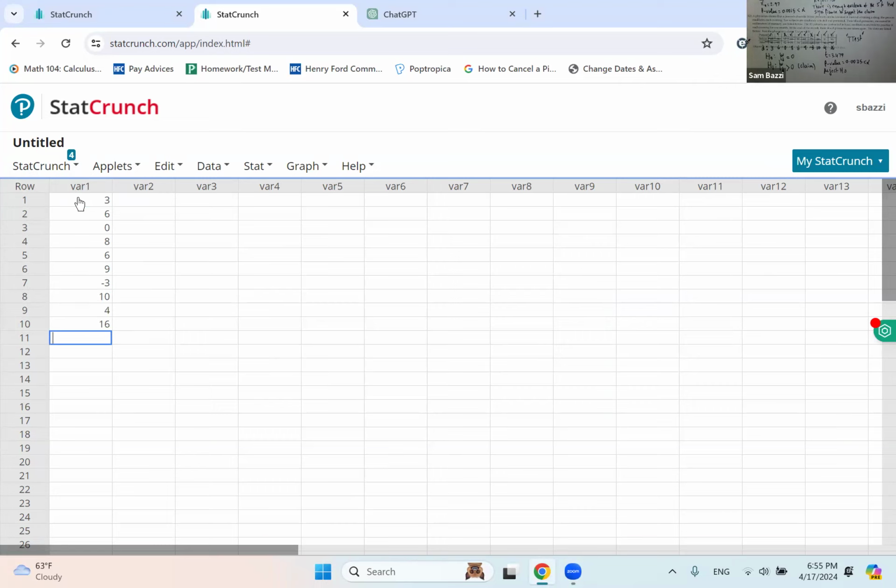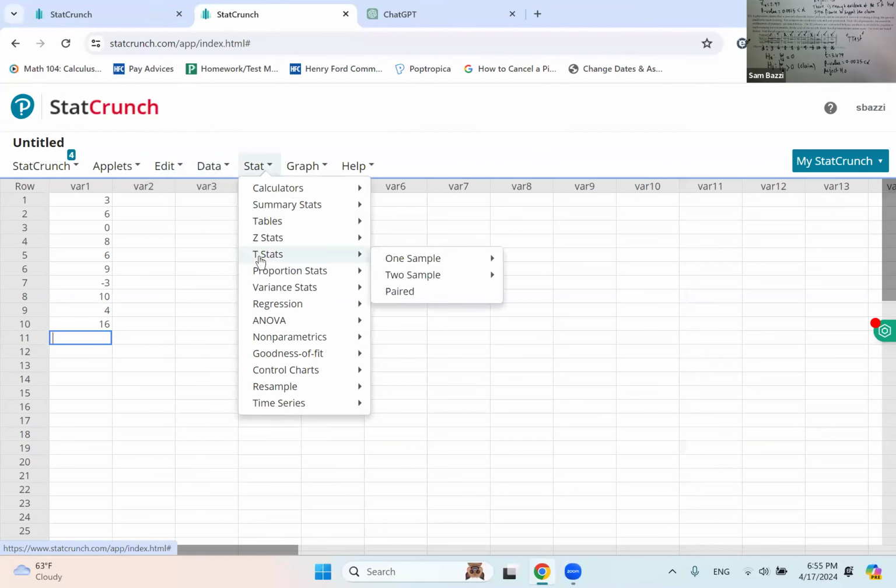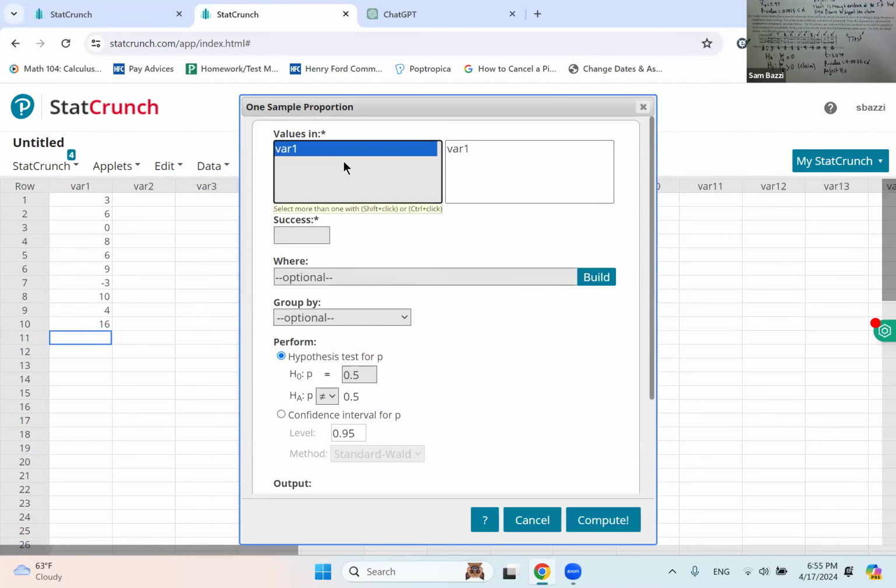Just go to Stat, T-stat, one sample, but not with summary this time, with data, because I have the data. Select the variable.